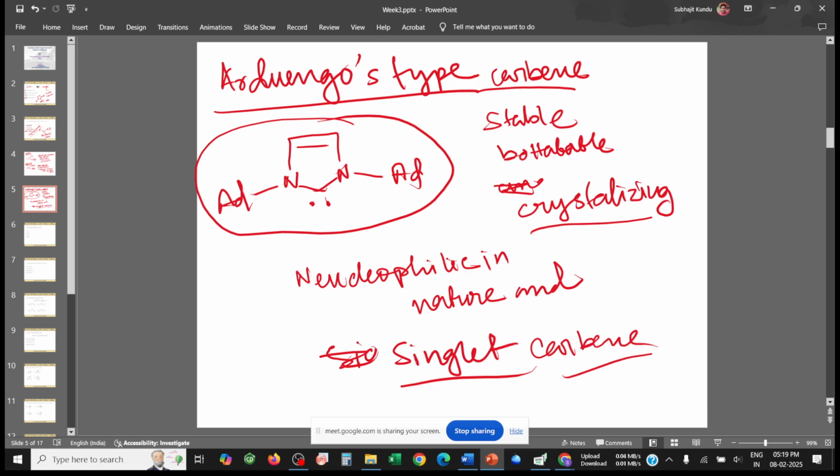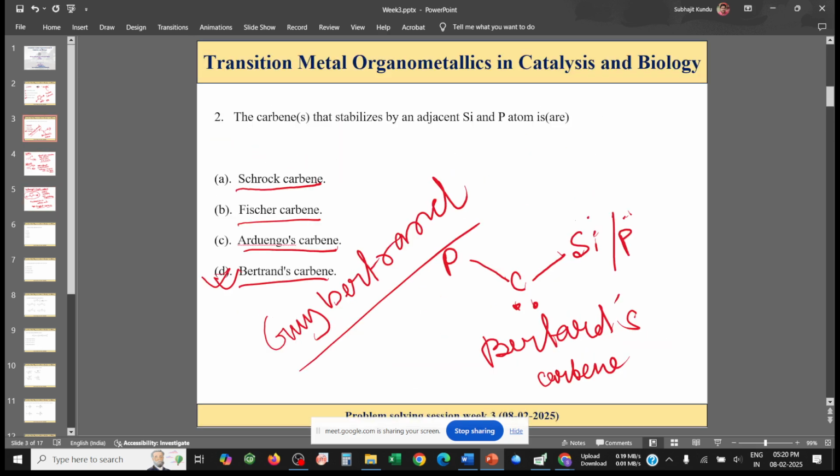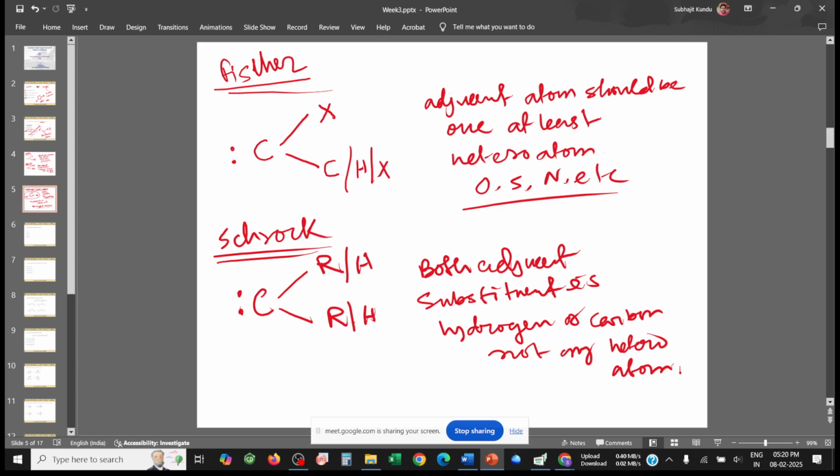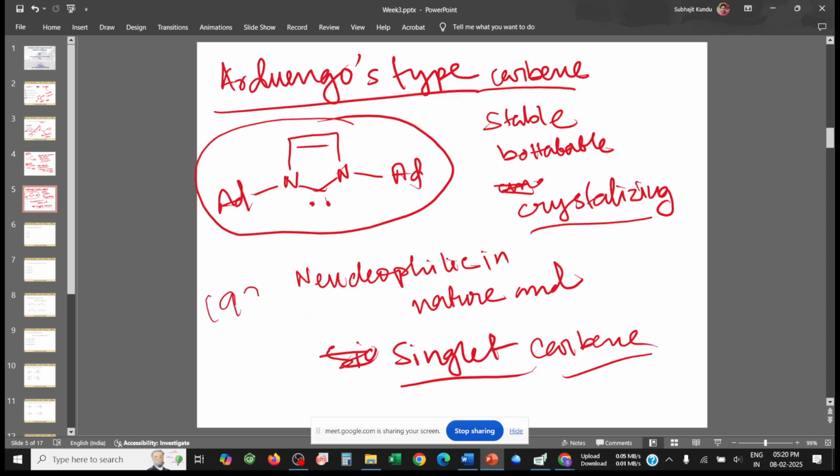I think I have explained all four types of carbene which were in our options. Silicon and phosphorus as the heteroatom is called the Bertrand carbene, because Bertrand synthesized this in 1985. After that, Arduengo synthesized his carbene in 1991. With that, I go to the next question.